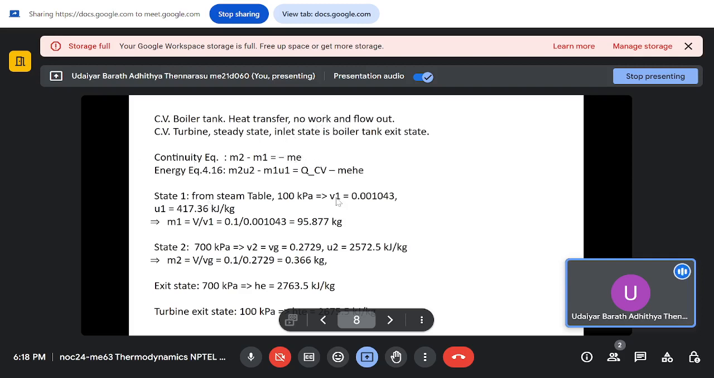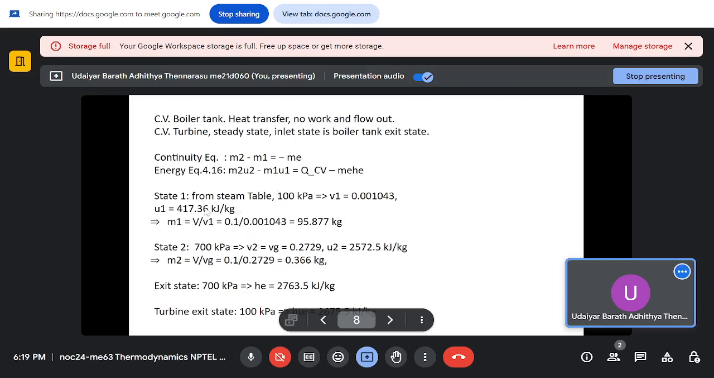For the boiler tank, similar equation, mass balance: m2 minus m1, that is, m2 at state 2 minus m1 at state 1, is equal to the mass of steam which is going out. Then applying the energy equation, it will be similar: change in internal energy equals heat transfer minus the enthalpy going out.